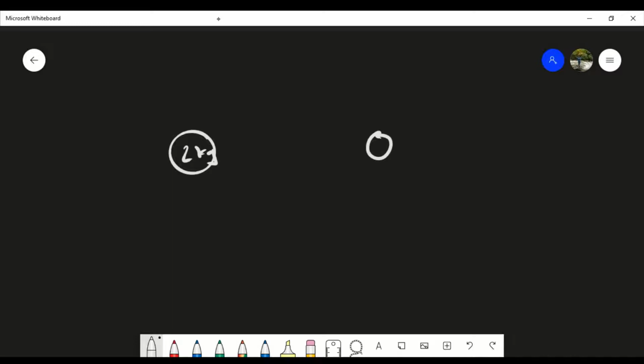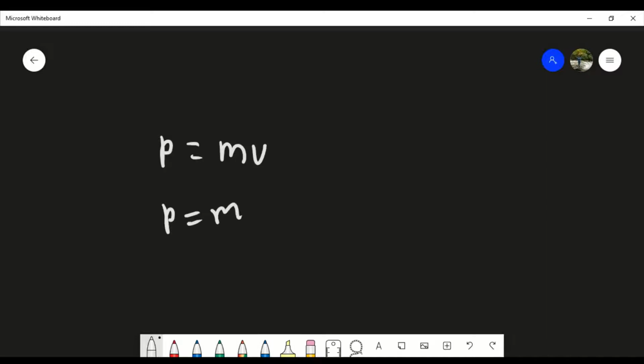Now, what Newton found out was the formula for momentum, which is denoted by P, and that momentum is just a measure of inertia in motion. He found it was proportional to mass and velocity, and the proportionality constant is 1. So we can say that P is equal to mv.